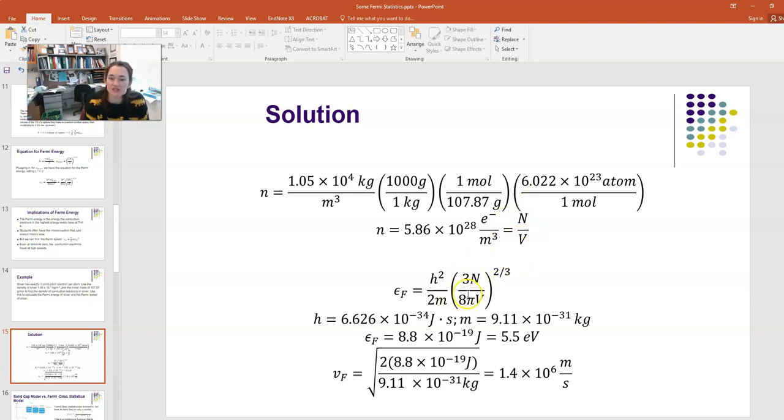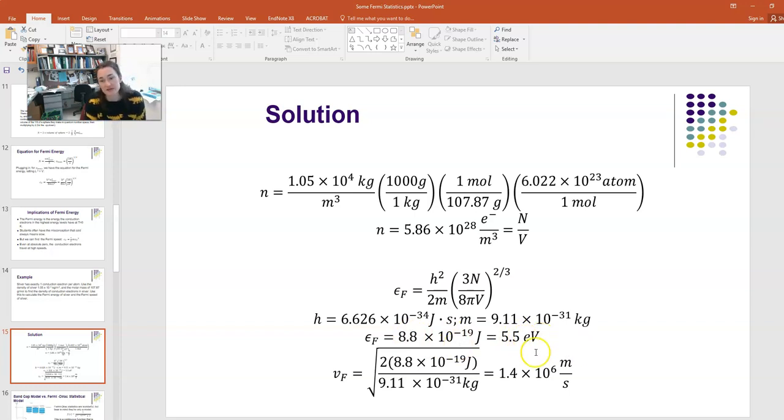And that goes into our formula for our Fermi energy. The rest of our Fermi energy formula is just fundamental constants. We've got h, which is Planck's constant, and we've got the mass of the conduction electron, which is 9.11 times 10 to the minus 31 kilograms. So, plugging all that into our calculators, we end up with a Fermi energy of 8.8 times 10 to the minus 19 joules. Doing a conversion from joules to electron volts, which is a more convenient unit, quite frankly, for a Fermi energy, we end up with 5.5 electron volts for the Fermi energy of silver.